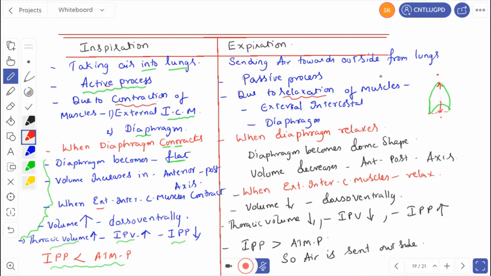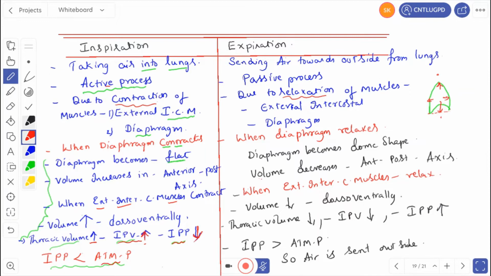Then when the external intercostal muscles contract, volume increases in this direction, dorsal side and ventral side. So volume is increasing dorso-ventrally. So thoracic volume is increasing now. As the thoracic volume increases, intrapulmonary volume also increases. As intrapulmonary volume increases, intrapulmonary pressure decreases. So intrapulmonary pressure is less than atmospheric pressure, and air from outside enters into the lungs. So this is the inspiration.